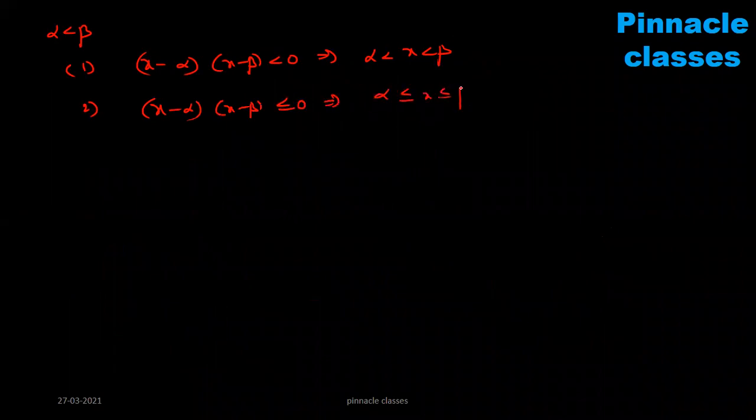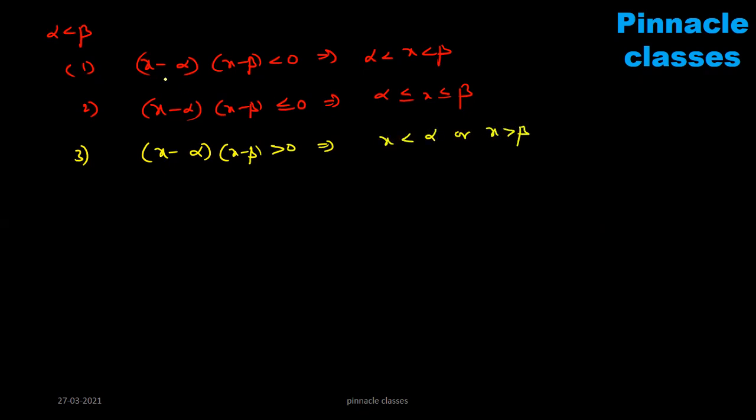Alpha less than or equal to x less than or equal to beta. What are you observing? The first one is excluded, the second one is included. 3. (x minus alpha)(x minus beta) greater than 0. What is the meaning? x less than alpha or x greater than beta. Fourth one, (x minus alpha)(x minus beta) greater than or equal to 0.